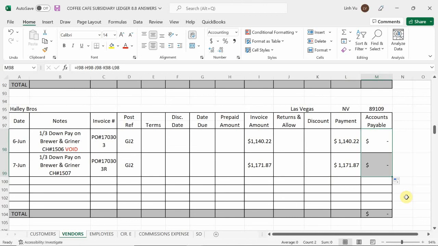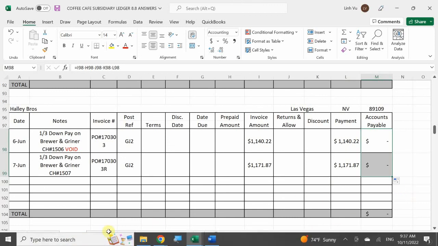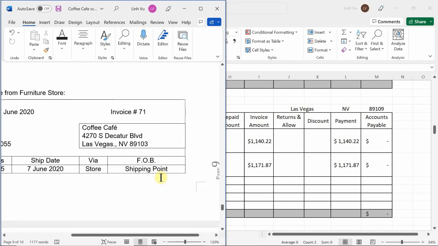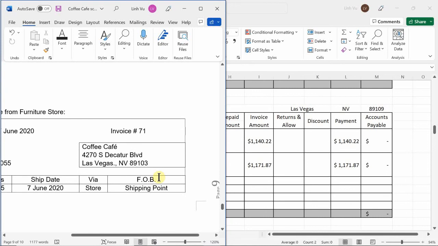Okay? Questions? No? Okay, we good? All right. So there we go. We did the reverse and the re-entry to fix this transaction here in my books. Okay? So let's see what happened next.